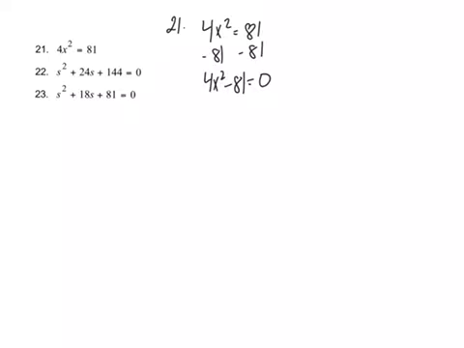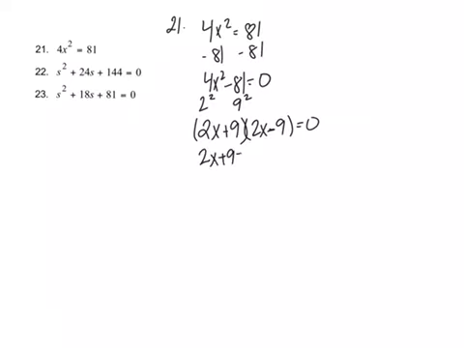I don't have a greatest common factor that I can take out. 4 and 81 are not divisible by 2. Well, 81 is not. But I noticed that 4 is a perfect square, and so is 81. So this is 2 squared, and 81 is 9 squared. So my a plus b, a minus b applies. 2x plus 9 times 2x minus 9 equals 0. And then we are going to solve them.